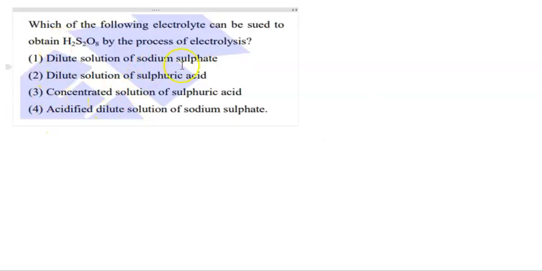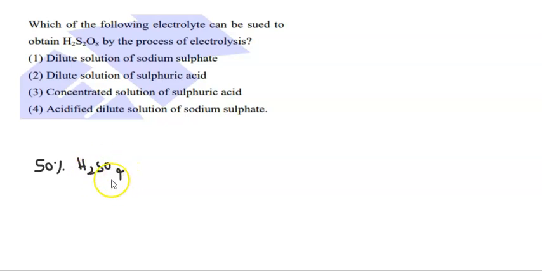Which of the following electrolytes can be used to obtain H2S2O8 by the process of electrolysis? So if I am going to take 50% H2SO4, and do the electrolysis of 50% H2SO4, then H2SO4 gets dissociated as H+ and HSO4-.